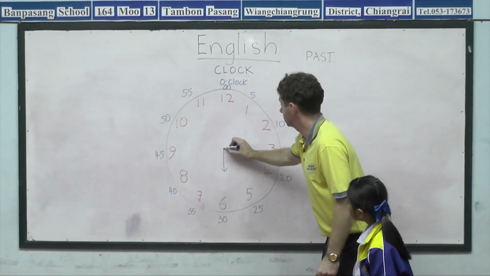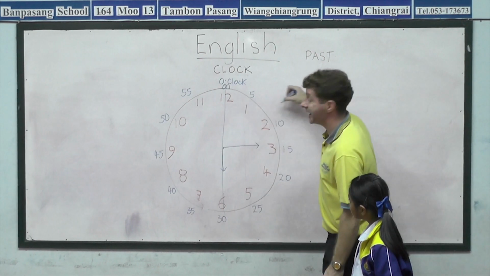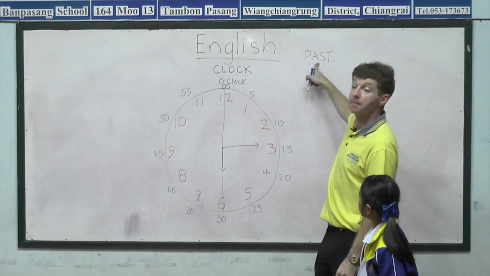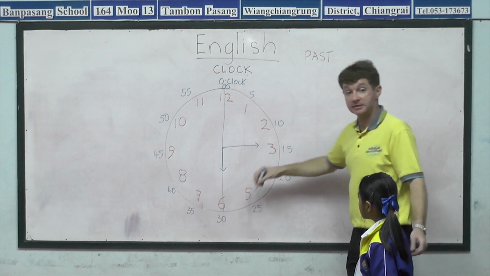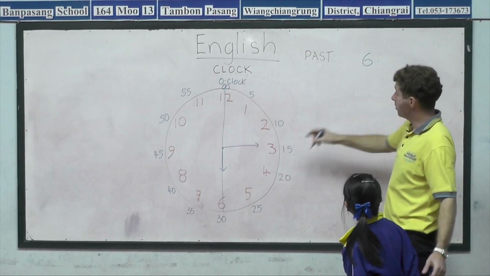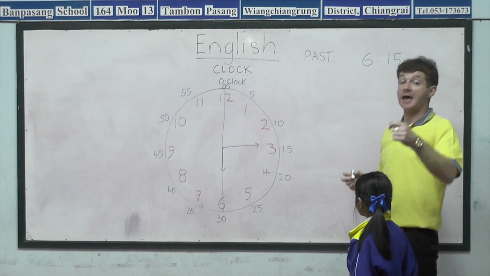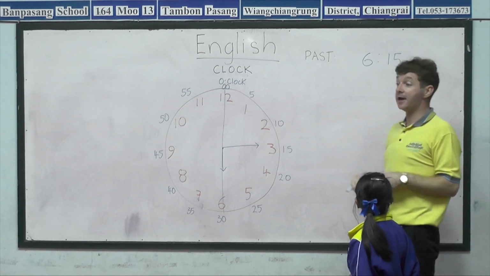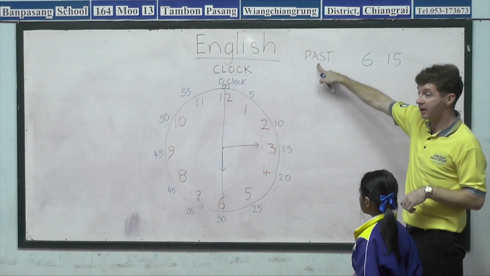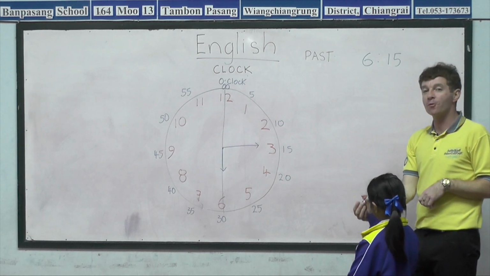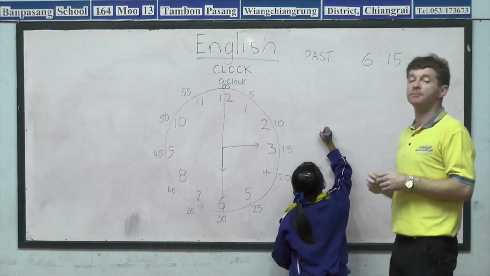Okay. Remember, we're working on this side of the board, which is past. So how many hours? 6. How many minutes? 15. So I can say, you can ask me, what time is it? The time is 6:15. Or if we're going to use past, Pak Bung, what can we do? First of all, we look at minutes. How do we spell 15?